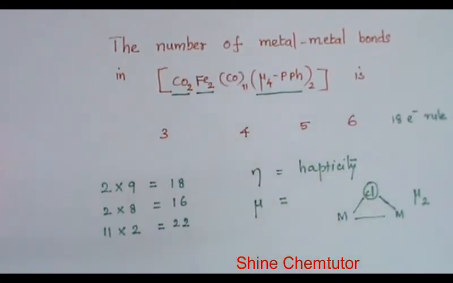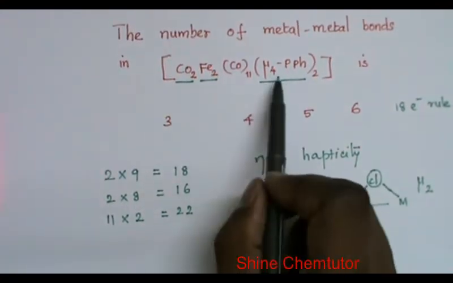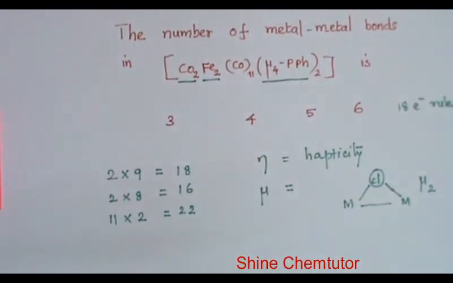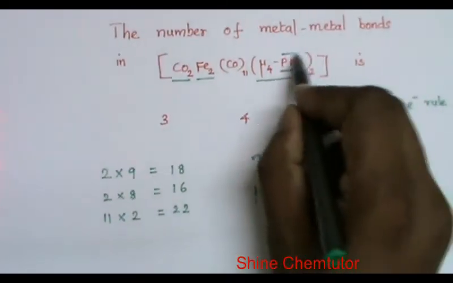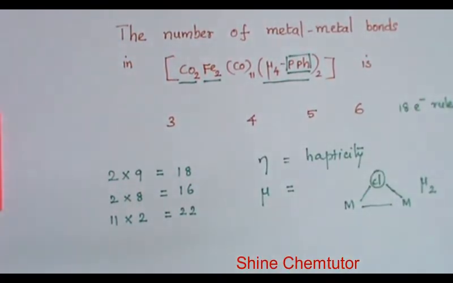What about this? What will be the electron count given by this ligand? You may be very familiar with triphenylphosphine. Triphenylphosphine can give 2 electrons. But here it is not triphenylphosphine. Look at this, this is not triphenylphosphine. For triphenylphosphine there should be 3.